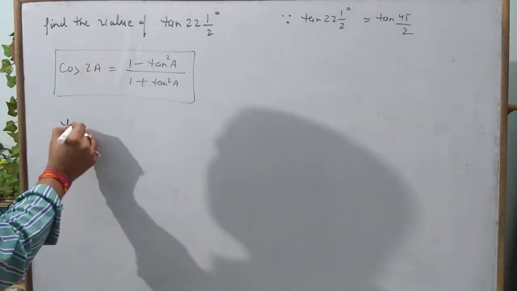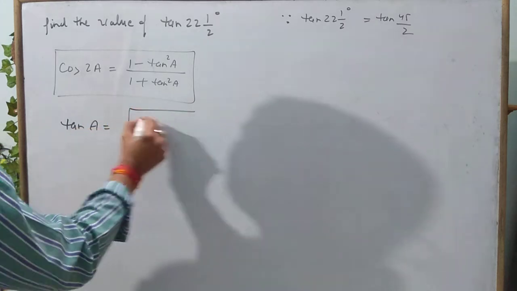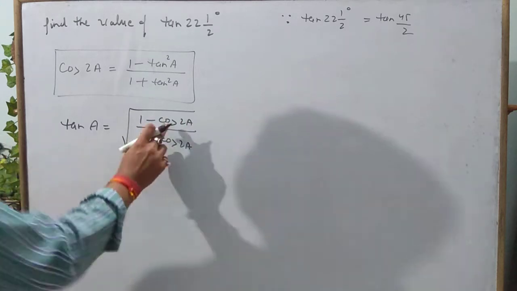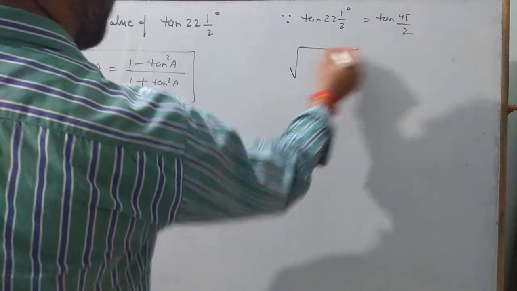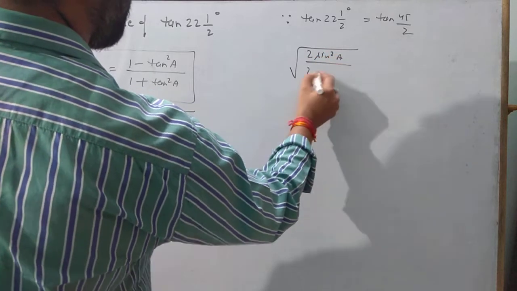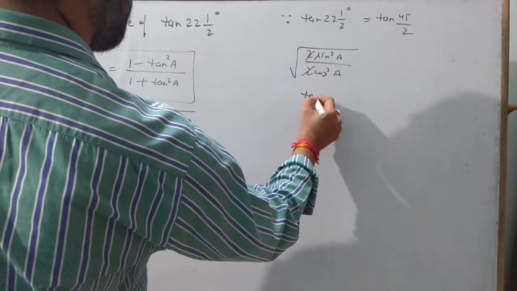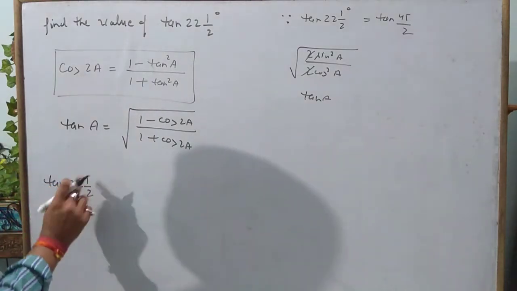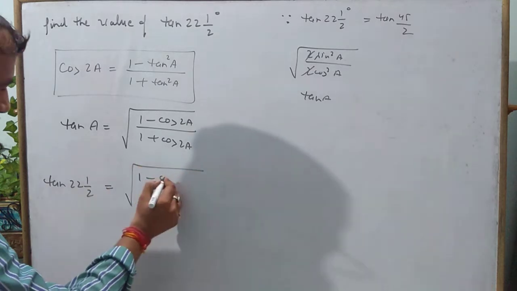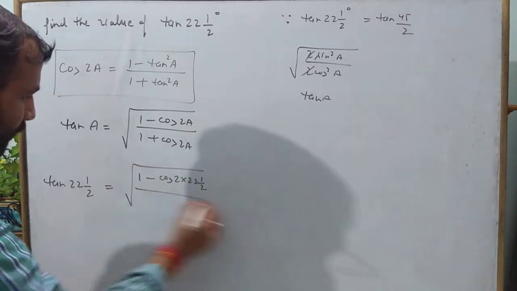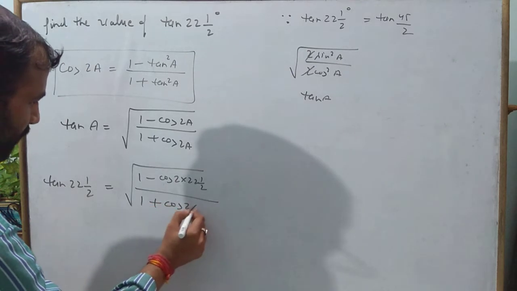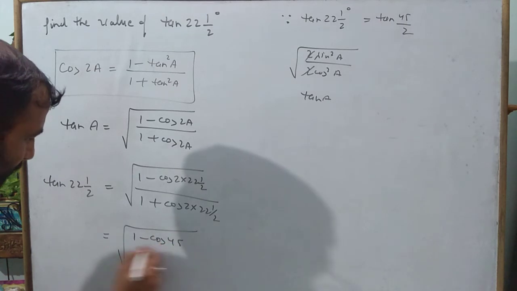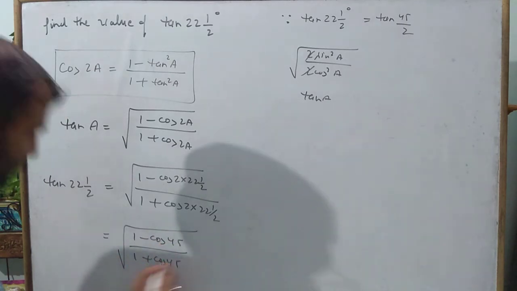When we frame the formula for tan A, it becomes tan square A is (1 minus cos 2A) upon (1 plus cos 2A). If you want to prove this, 1 minus cos 2A we can write as 2 sin square A, and below 2 cos square A, the 2 cancels, and it becomes tan square A. In the same manner, tan square 22½ is (1 minus cos 2 into 22½) upon (1 plus cos 2 into 22½). That means (1 minus cos 45) upon (1 plus cos 45).